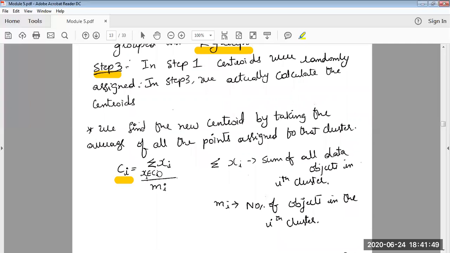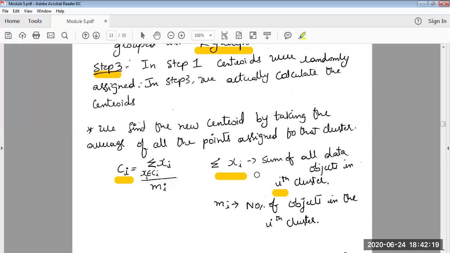So what is happening here in sigma xi? I have written the sum of the positions of all data points in the ith cluster. For example, if you are in cluster A, I will take all the data points in cluster A, for example P1, P2, P3, P4, P5 that I had explained previously. The same has been marked as X1, X2, X3, X4, X5 in this algorithm. So take all the data points x1 plus x2 plus x3 plus x4 plus x5 divided by mi.